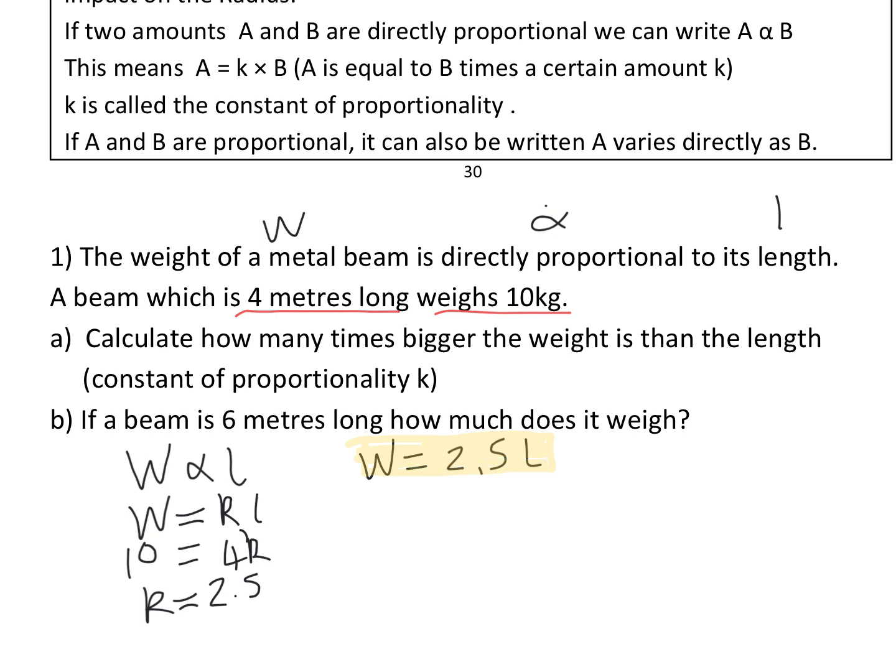Now we need to work out the weight. So we want to work out W. And we're told that the beam is 6 meters long, so that is L. So that's 12 and 3, which is 15. So that'll be 15 kilograms.